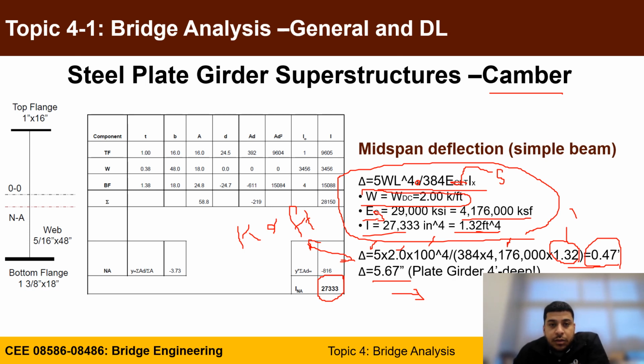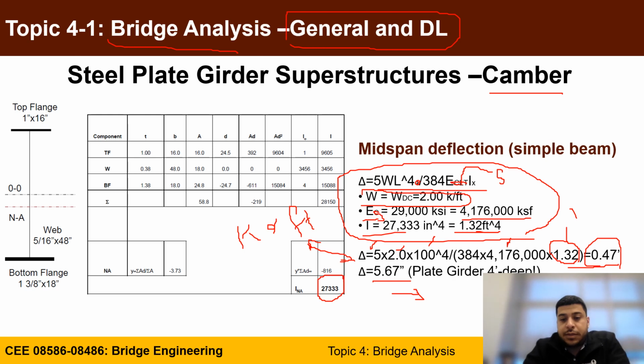This concludes today's presentation for topic 4-1, bridge analysis, general and dead load. The next few lecture videos will discuss more about influence lines for moving loads, and how to calculate live load per girder using the live load distribution factor, and some rules in the AASHTO. And also we will get a brief on how software is used to calculate those deflections and loads.